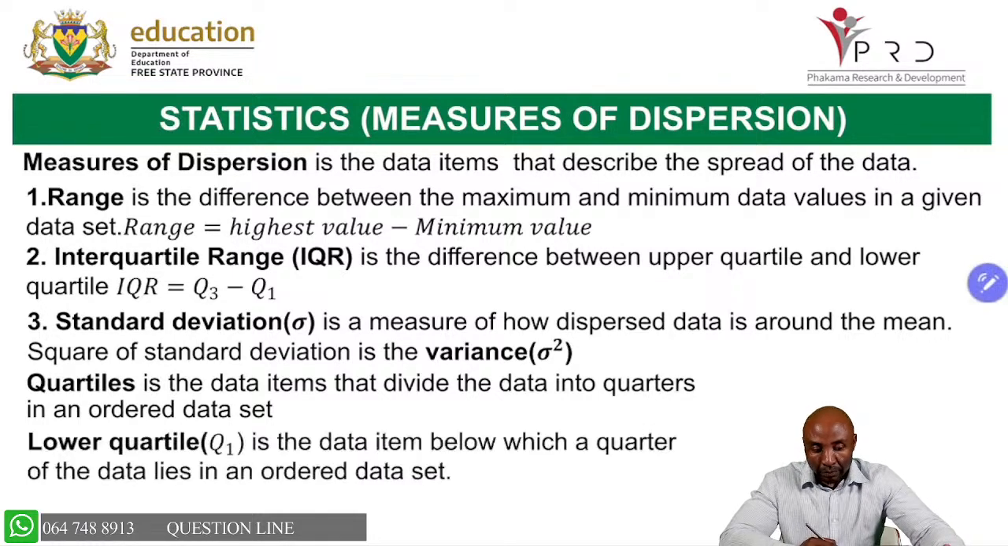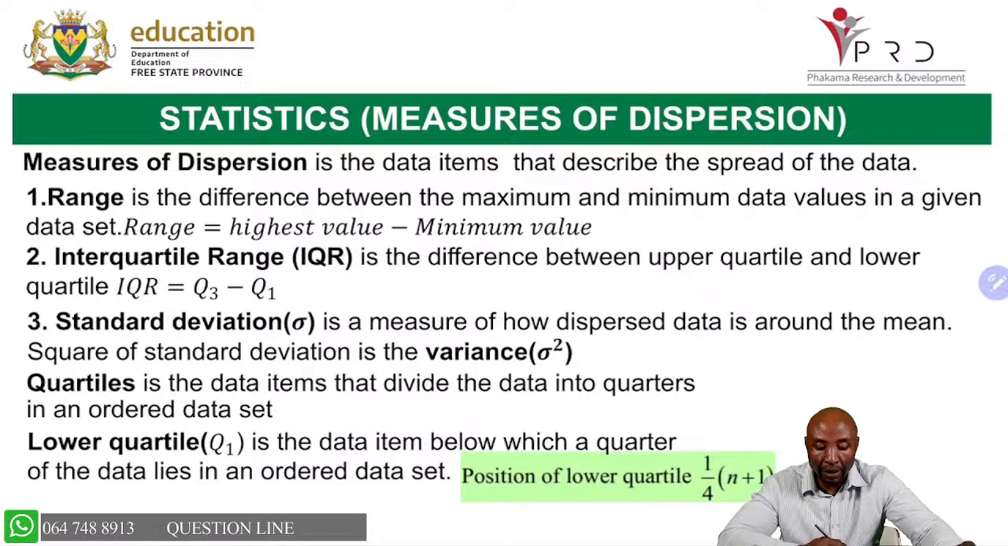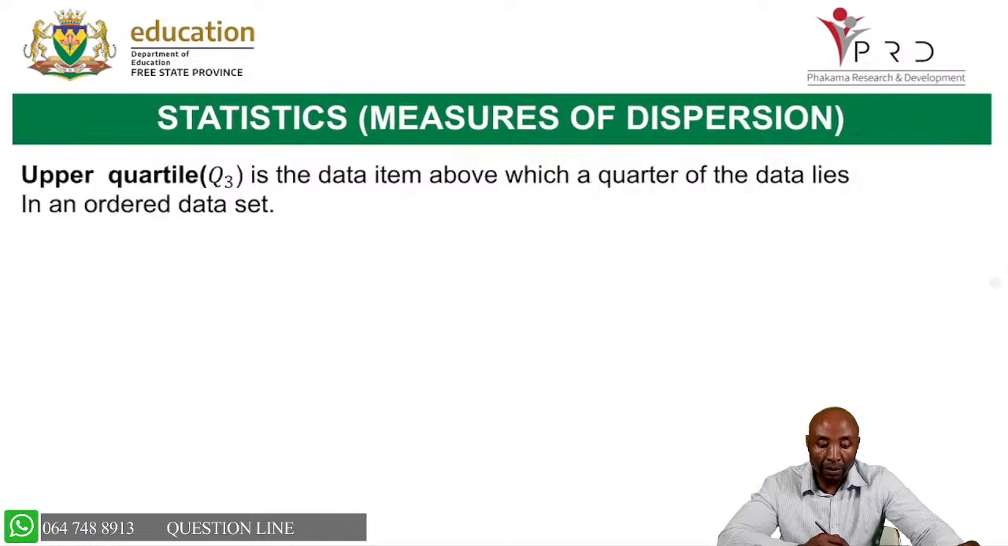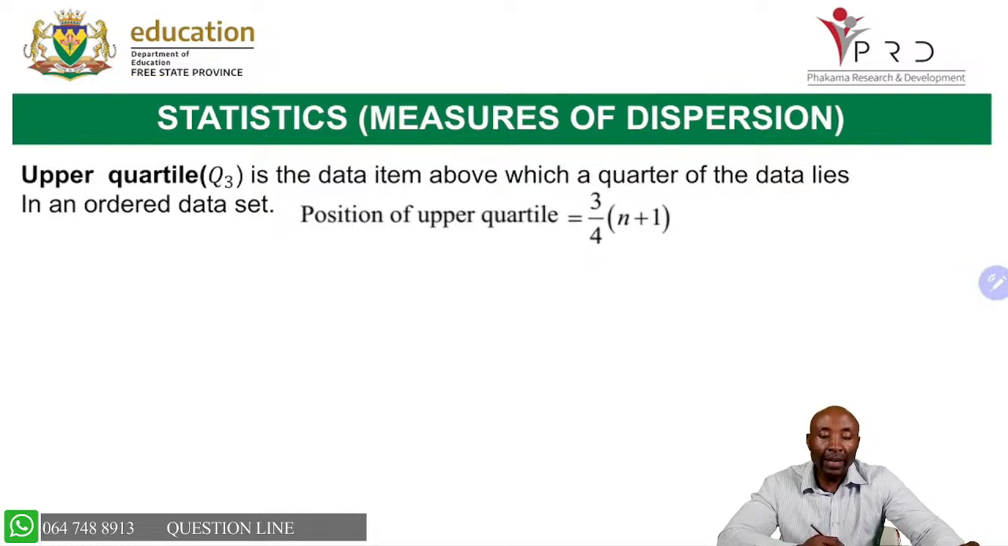Now, the lower quartile is the data item below which a quarter of the data items lie in the data set, and for us to get the position, it is always given by 1/4 (n + 1). That's how we get our lower quartile. The upper quartile, which is Q3, its position is 3/4 (n + 1).